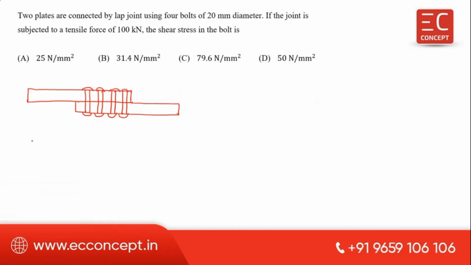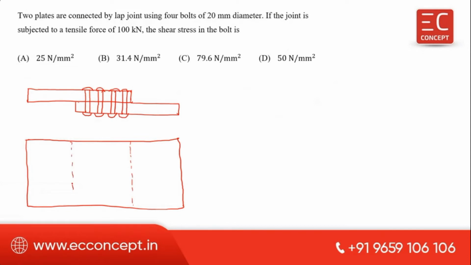Okay. If you look at this in the plan, this is the end and this is also the end. So there are 4 bolts, 1, 2, 3, 4 bolts. Okay. If the joint is subjected to a force of 100 kilonewton tensile, so this is the 100 kilonewton tensile, then what is the total shear stress in the bolt?